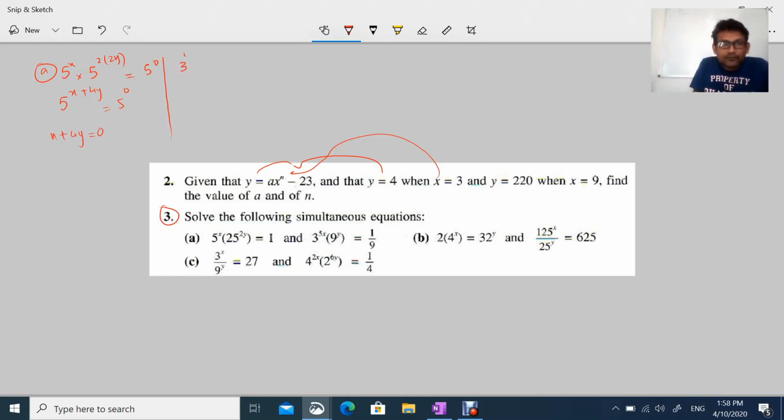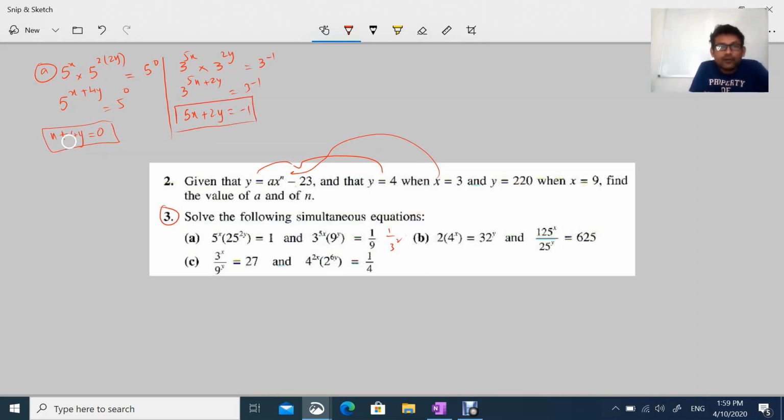3 power 5x, and then you can write this 9 as a base of 3, 3 power 2y because y is there, and then you can write 1 upon 9 as 1 upon 3 square, which means 3 power minus 1. So 3 power 5x plus 2y equals 3 power minus 1. Comparing the powers, the base is the same, so 5x plus 2y equals minus 1.